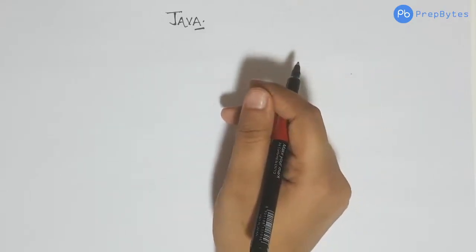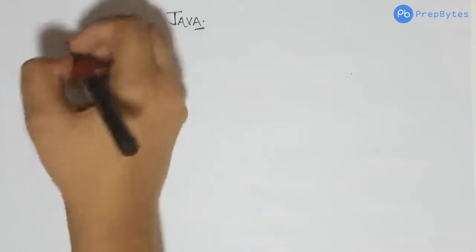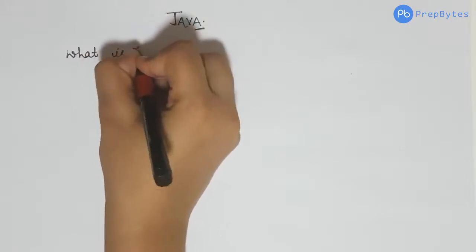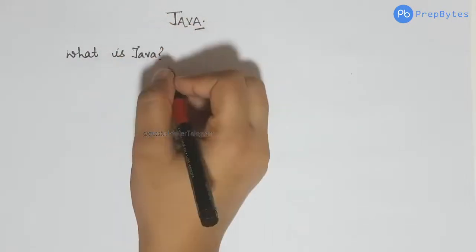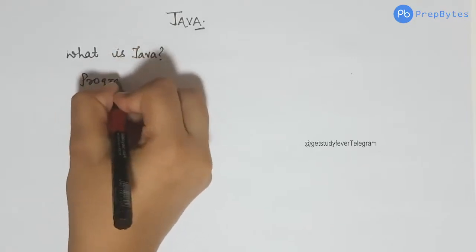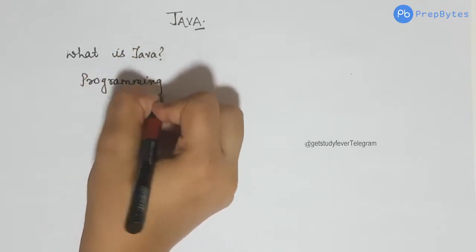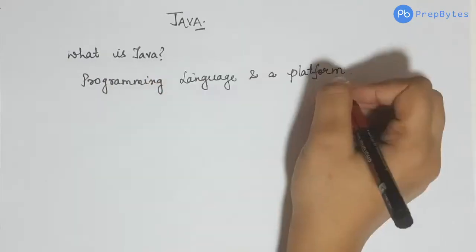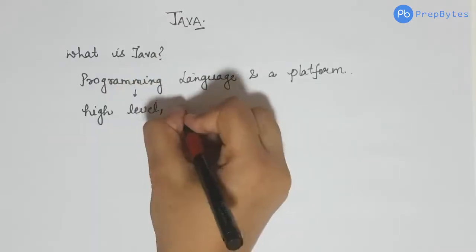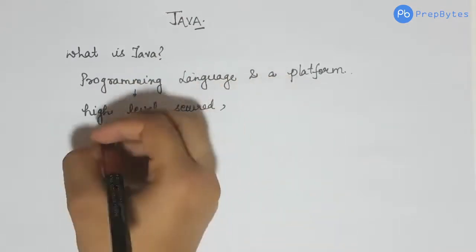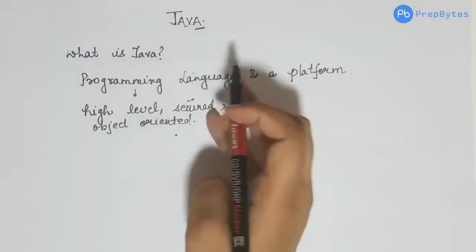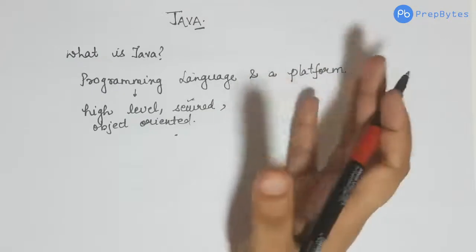So first, let's start with the question, what is Java? I can say that Java is a programming language and a platform. Java is a high level, secured and object-oriented programming language. We will see what secured and object-oriented means. As of now, understand that Java is a programming language as well as a platform.